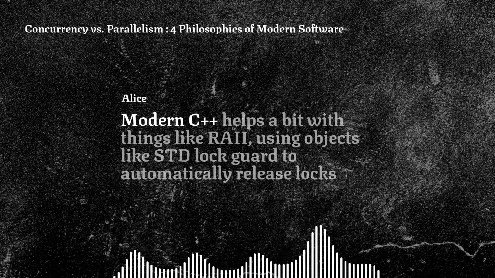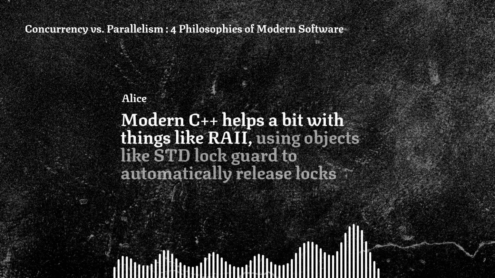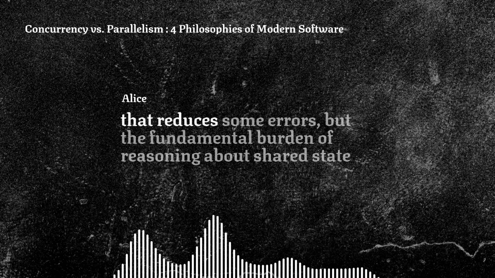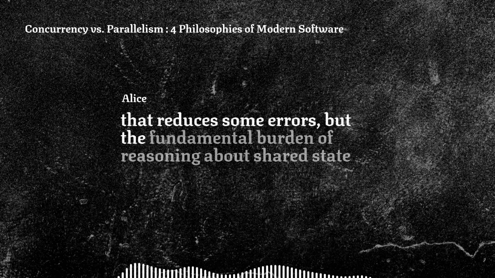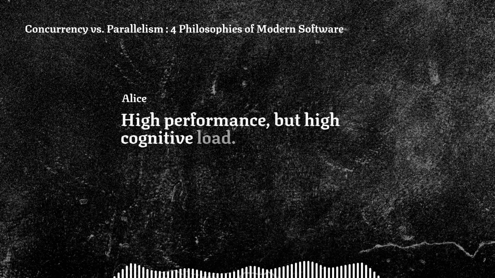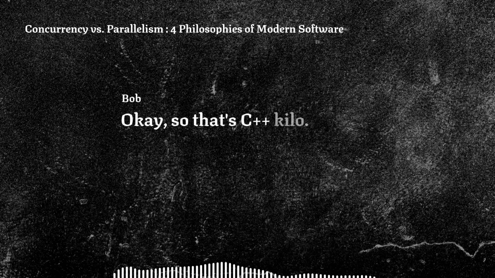Modern C++ helps a bit with things like RAII, using objects like std::lock_guard to automatically release locks when they go out of scope. That reduces some errors, but the fundamental burden of reasoning about shared state, it's still squarely on your shoulders. High performance, but high cognitive load. Okay, so that's C++.